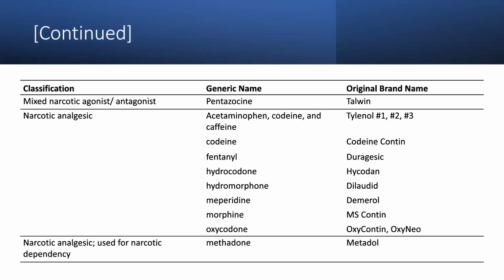Then we have the mixed narcotic agonist-antagonist, which is pentazocine, which acts on the kappa receptor. Narcotic analgesics, for example, acetaminophen, codeine, and caffeine combinations; codeine alone, fentanyl, hydrocodone, hydromorphone, meperidine, morphine, and oxycodone. We have a narcotic analgesic used for narcotic dependency, which is methadone. You remember we did it. It's an opioid agonist-antagonist mixed compound, which is used for withdrawal or dependency.